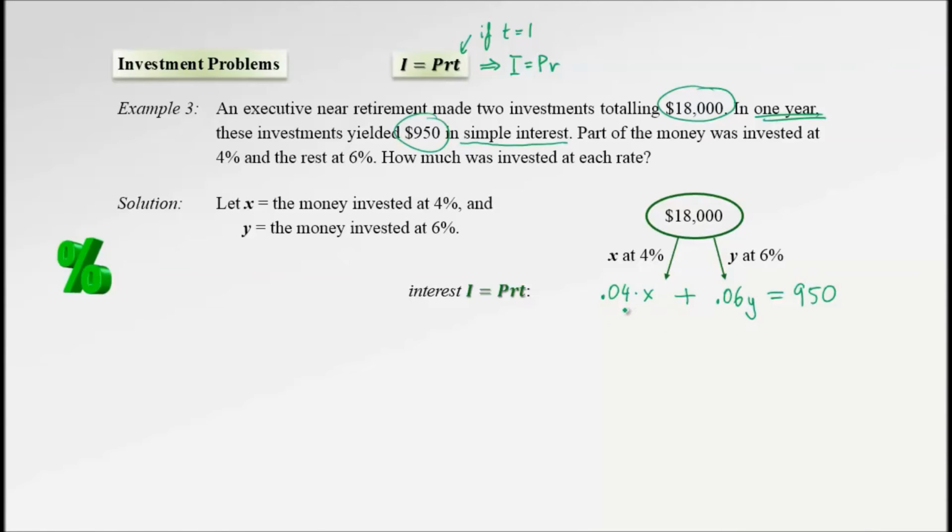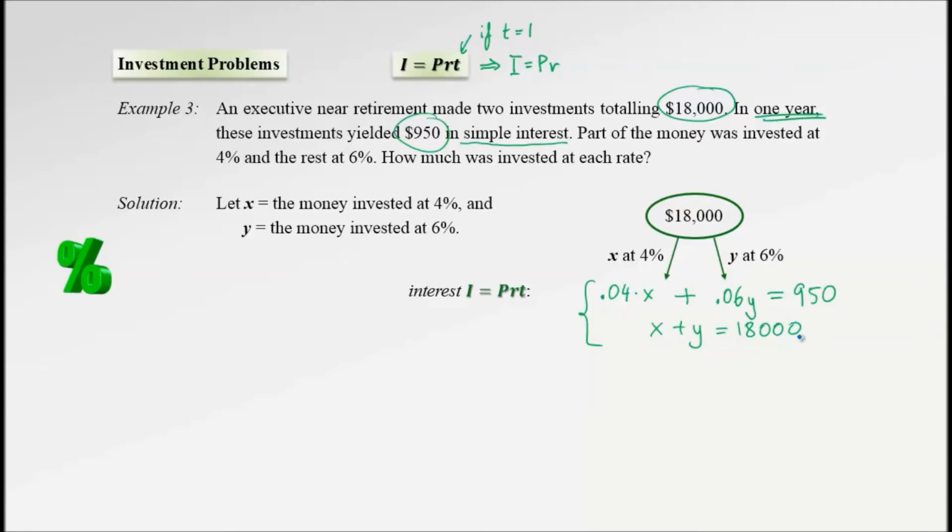Now the second equation comes from the fact that x and y together total $18,000, because we took this overall amount of money and split it into two parts. Obviously, we can't assume that those parts are even. So that's why we use a different letter for the amount of money put into the first account and a different one for the second account. However, altogether x plus y is our original $18,000. So that's how we set up this system of equations in investment problems.